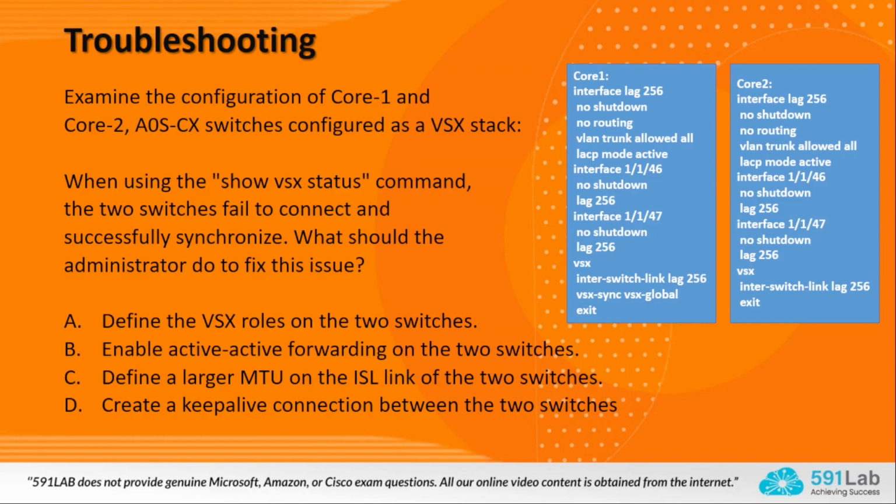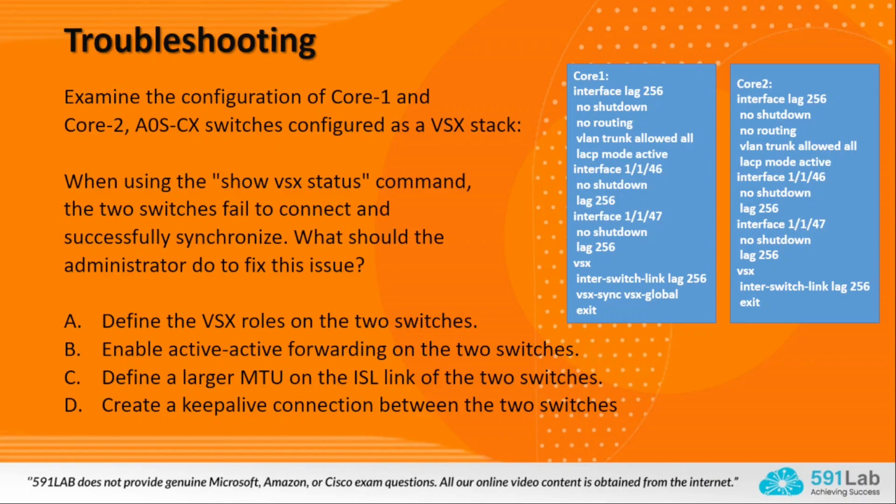We'll move on to the next question under troubleshooting. Examine the configuration of Core 1 and Core 2 AOS-CX switches configured as a VSX stack. When using the show vsx status command, the two switches fail to connect and successfully synchronize. What should the administrator do to fix this issue?